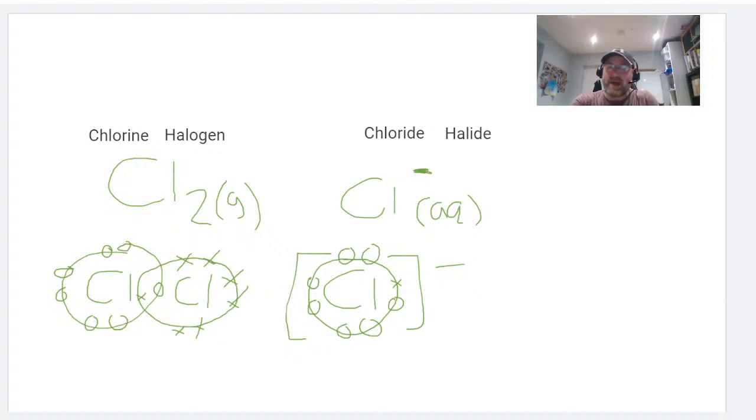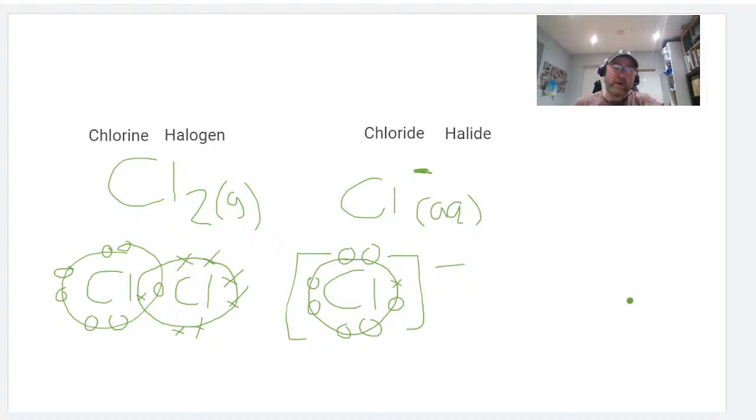If it's stolen an electron, guess what? Somewhere in the solution, in the AQ, is the thing that it stole the electron off. So probably lithium chloride, maybe sodium. If you've got salt water, you'll have sodium and chloride ions. There'll be something that it stole the electron off that's become positive. So it's not just going to be on its own. You just don't get a solution of chloride ions in water. There'll be chloride and sodium. There'll be a positive ion that goes with it.